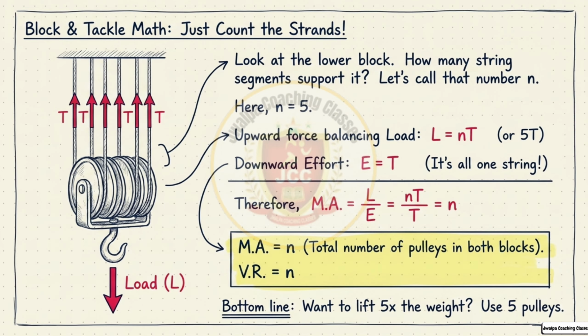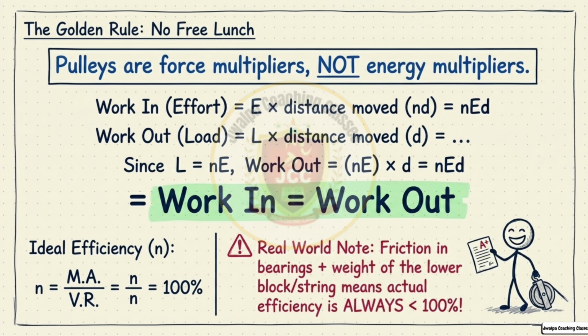Section 5, the golden rule. We've arrived at the fundamental truth of this entire system. Pulleys are force multipliers, they are not energy multipliers. As they say, there is no free lunch in physics. Work in, which is your effort times the distance moved, so E times nD equals nED. Work out, which is the load times the distance moved, just D, can be found since L equals nE. So work out is nE times D, which also equals nED. Therefore, work in exactly equals work out.